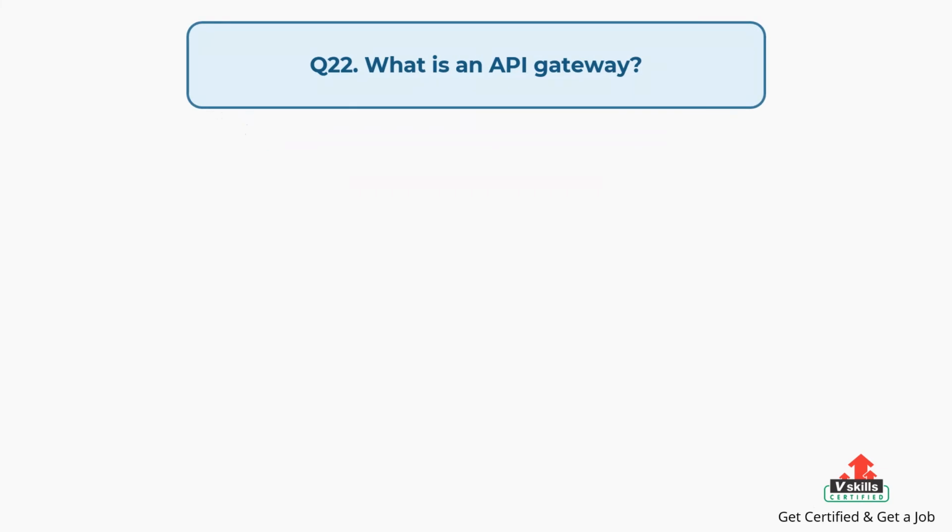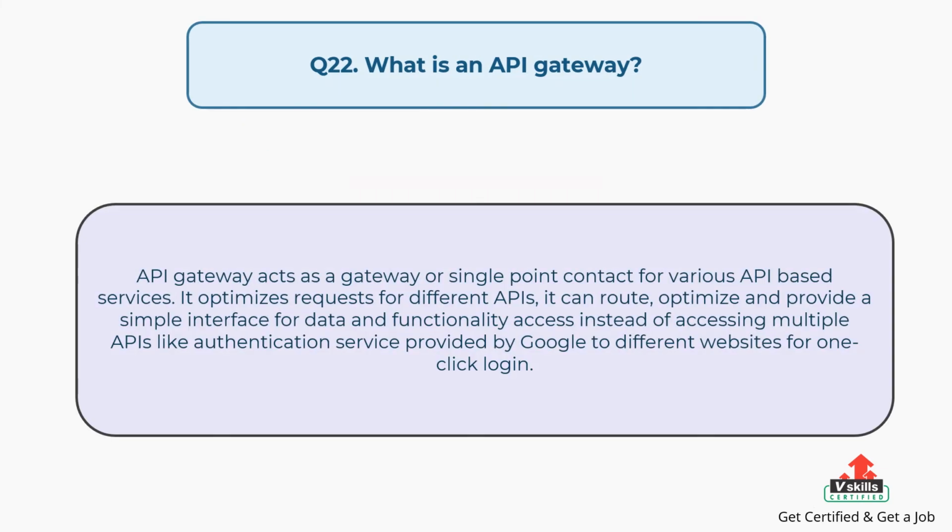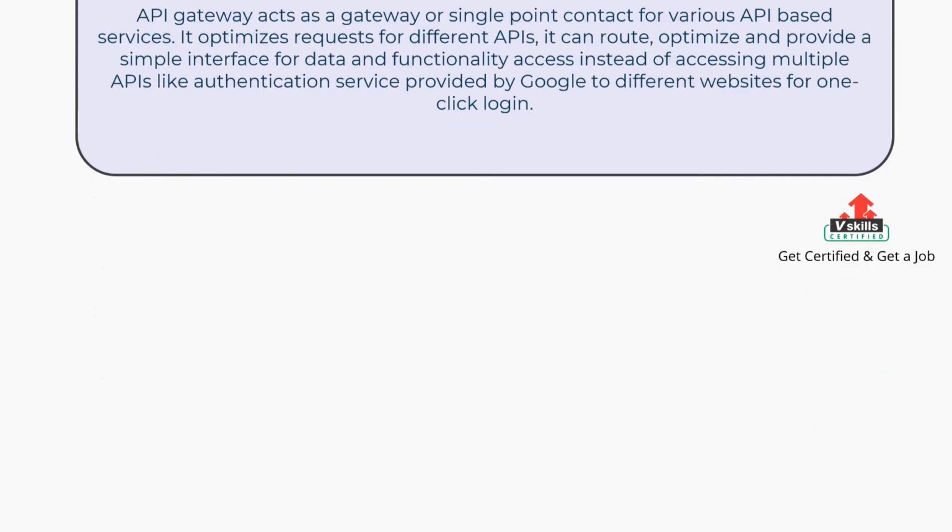Question number 22. What is an API gateway? The answer is: API gateway acts as a gateway or single point of contact for various API-based services. It optimizes requests for different APIs. It can route, optimize and provide a simple interface for data and functionality access instead of accessing multiple APIs, like the authentication service provided by Google to different websites for one-click login.